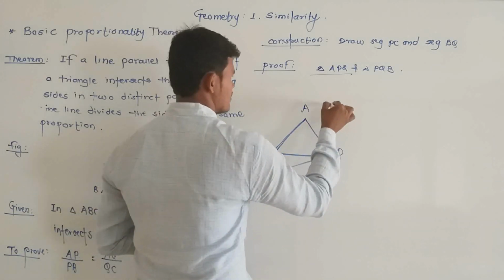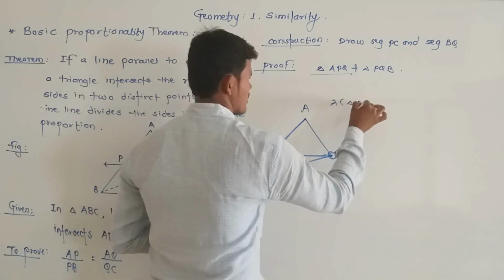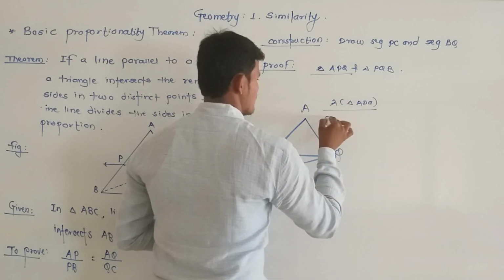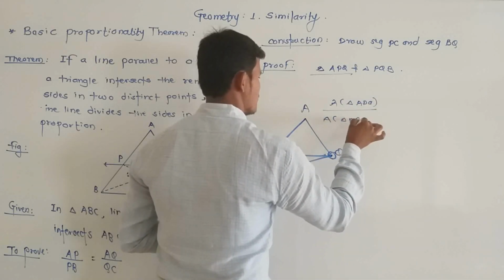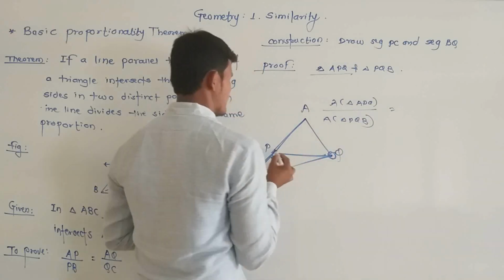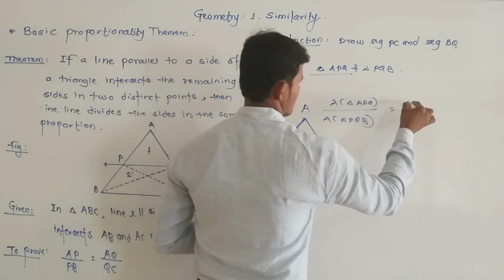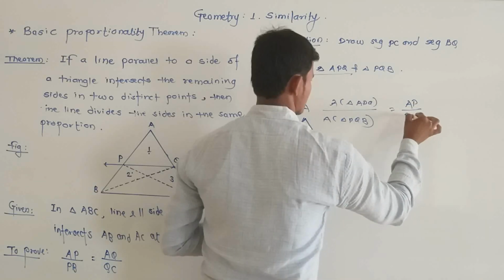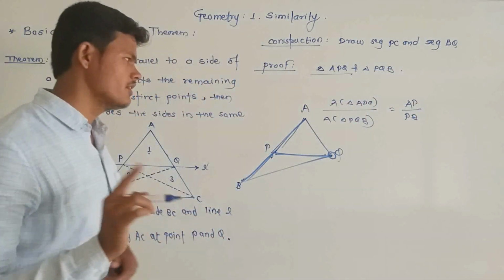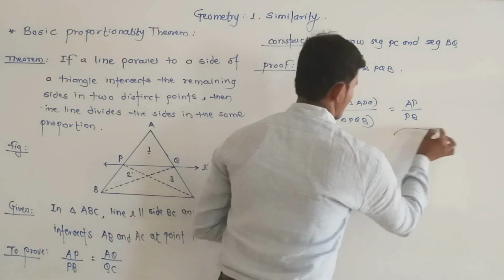So the ratio of the area of triangle APQ to the area of triangle PQB, we get their areas are proportional to their corresponding bases. So here we get AP upon PB. This is our first equation.